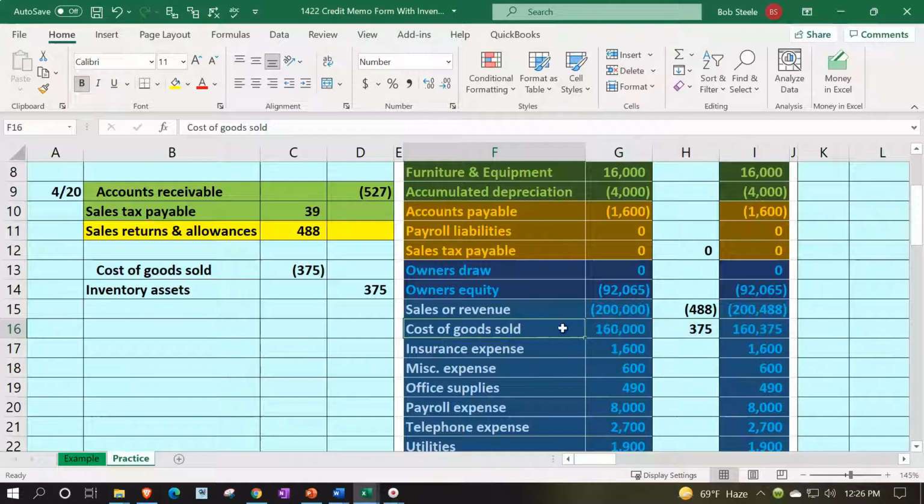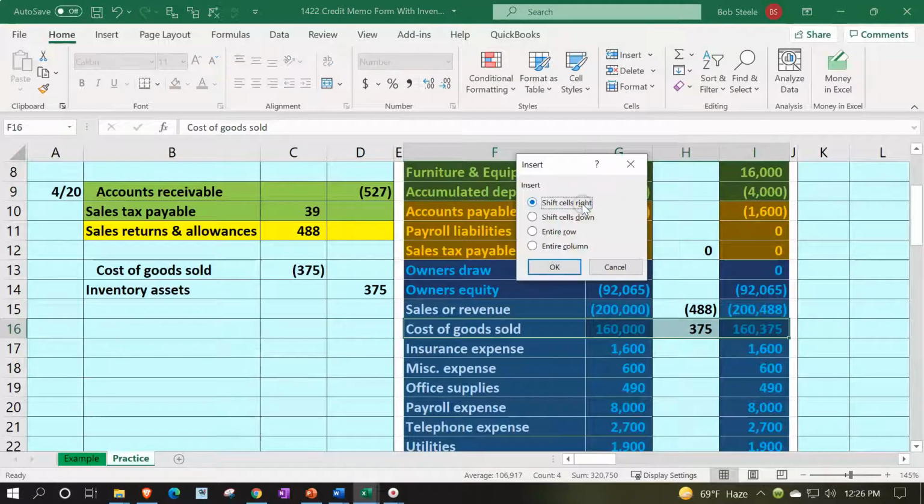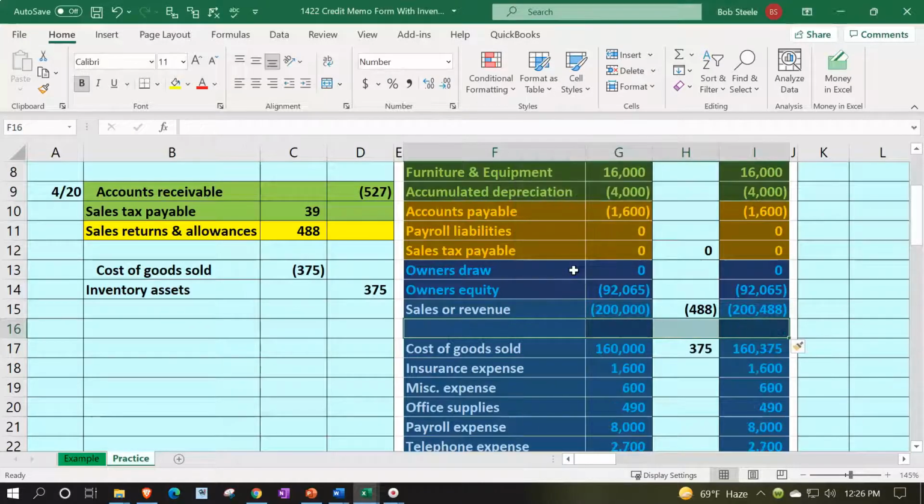I'm going to select the ones below it and insert above. So I'm going to right click on those items, insert, and push these cells down. Notice I didn't select the whole row because I don't want to mess up everything to the right and left of it, but there's nothing below it. So I'm going to say shift those cells down. There we have it. I'm going to call that sales returns and allowances.